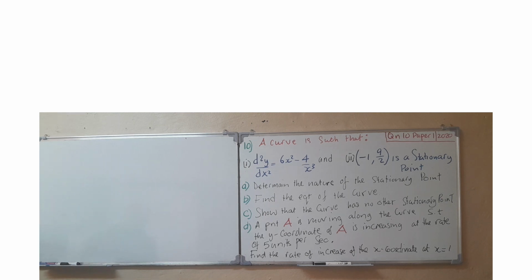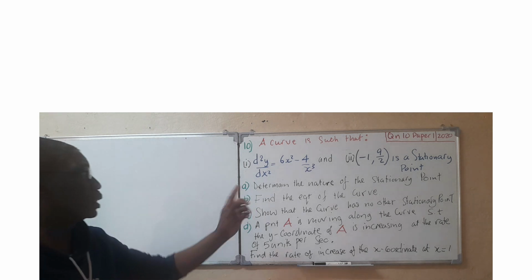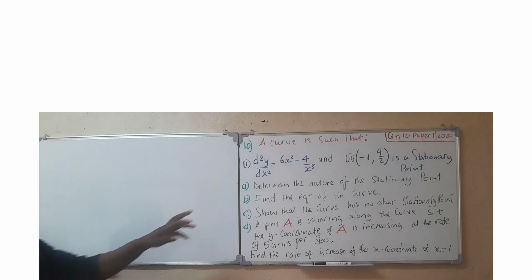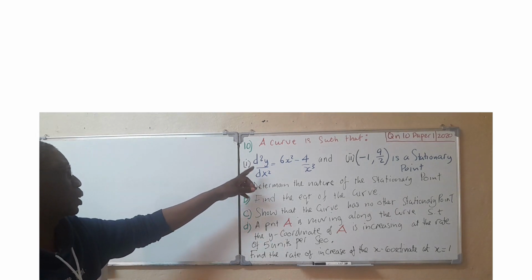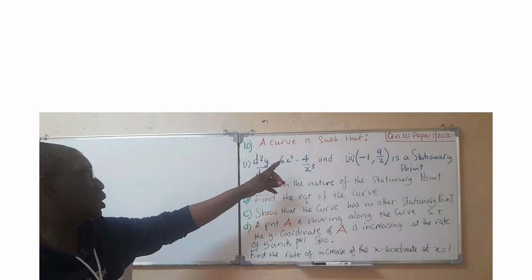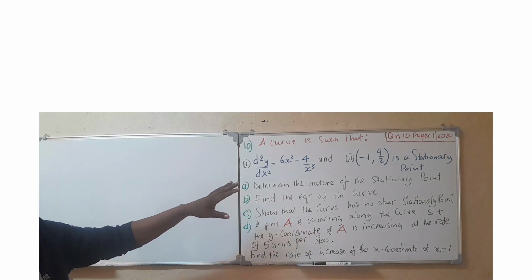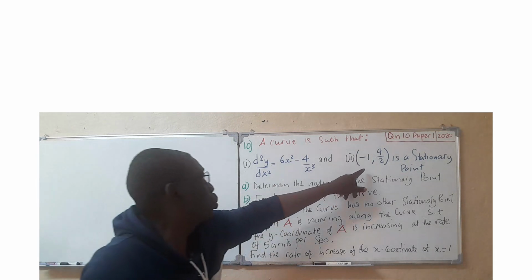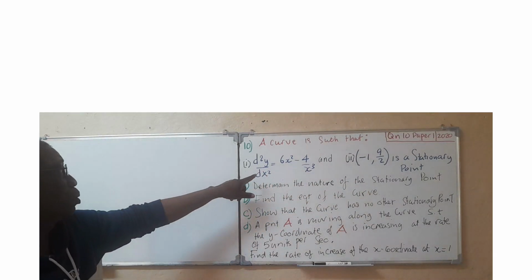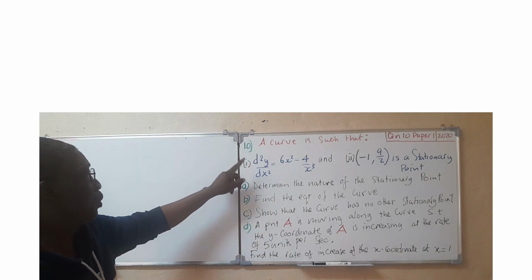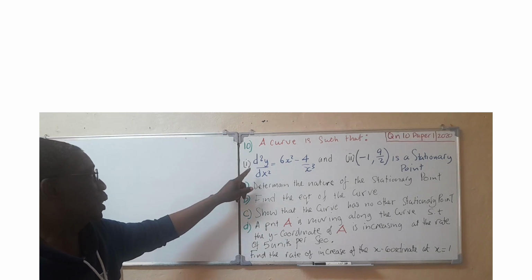Okay, so our first question says, determine the nature of the stationary point. Very quickly, first of all, we note that we have been given d²y/dx² is equal to (6x² minus 4) over x³. So if we are going to investigate the nature of this point, we have to use the second derivative method of investigating our stationary point.